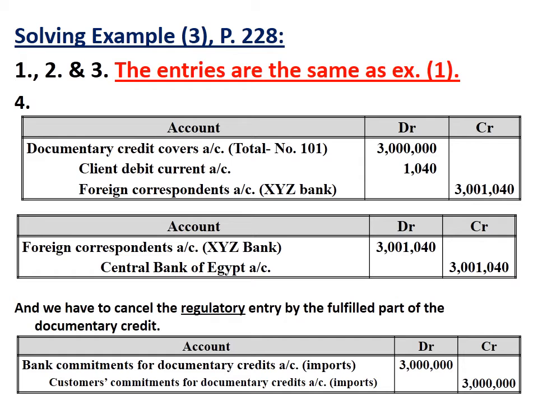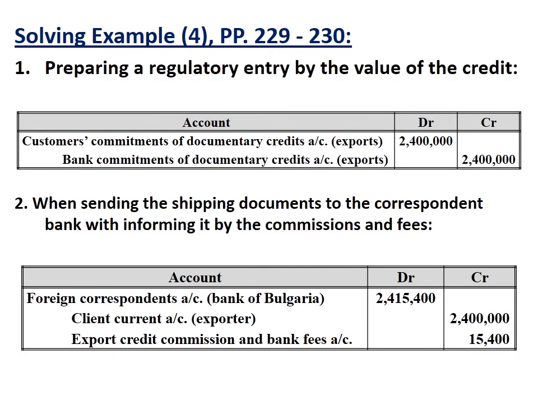Then foreign correspondence account XYZ equals 3,001,040. Now, as the central bank notified, so foreign correspondence account, that's XYZ bank, 3,001,040 to central bank 3,001,040. And we have to cancel the regulatory entry by the fulfilled part of the documentary credit. So bank commitment documentary credit account to customers commitment for documentary credit, that is regarding imports, 3 million and 3 million.